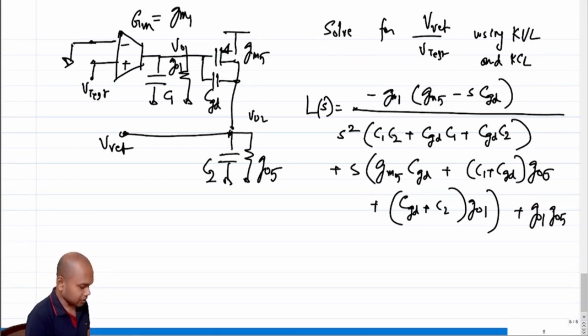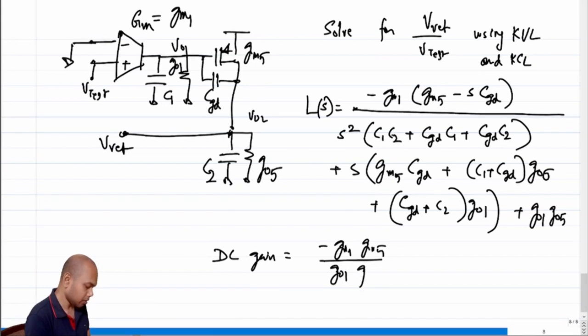So first thing, let's do the easier part. What is the DC gain? DC gain is you set all the S terms to zero. If you put S to zero, whatever you get is the DC gain, which will be minus GM1, GM5 by G01, G05. That is good. That checks out.